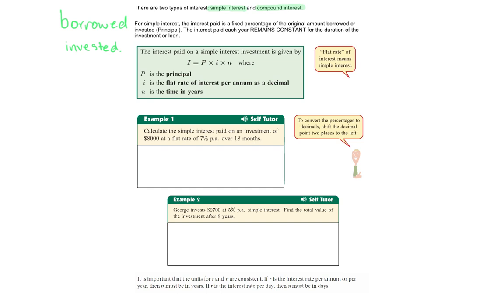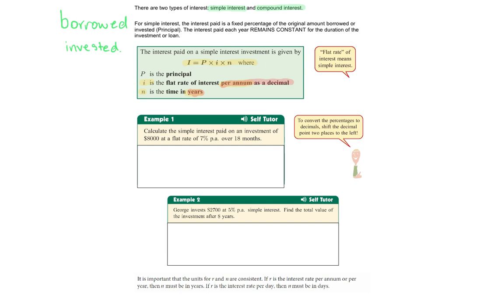All right, now there's a formula. Interest equals principal, the amount that you borrowed, times the interest rate per annum as a decimal, that's really important, times n in years. Sometimes that's where it gets a little tricky. Okay, shall we start the first question?